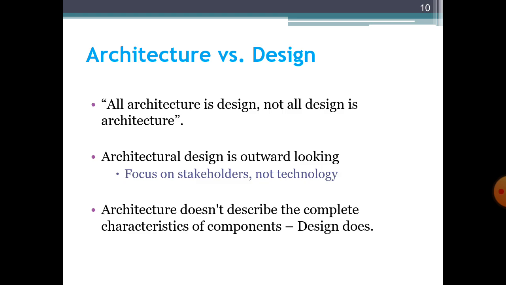So you can say that the architecture basically focuses on the stakeholders, not on the technology, while the detailed design is more focused on the implementation level and the technology details, like what kind of middleware and what kind of database design will be used. So here are the differences between the architecture design and the detailed design.